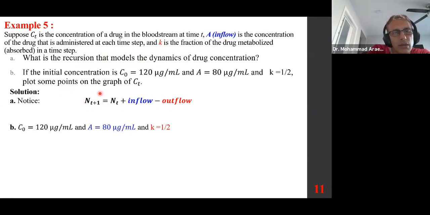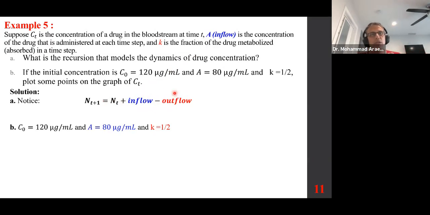So the next amount is equal to the previous one plus what we add, the inflow, and what we take out. What do we take out? Our body takes out a percentage. For example, if the body takes out 80%, that means 20% of the drug is left. Okay. If it takes out 30%, that means 70% is left. In other words, this one in conjunction with this one gives us the percentage left. I can't emphasize this enough.